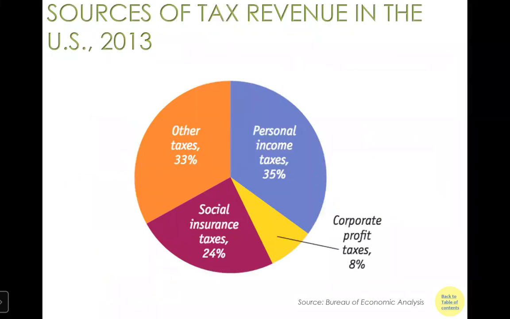Now here we can look at the breakdown of the source of tax revenue in the United States. The biggest one is personal income tax. This is a tax we pay when we file our tax return every year. And then the next big single item is called social insurance tax.